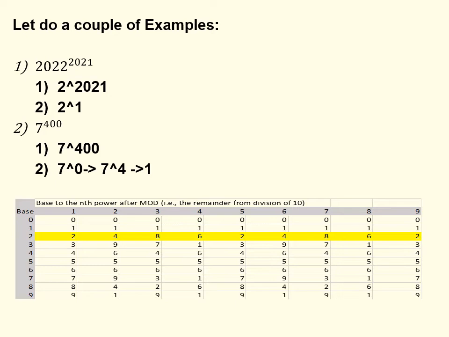Here is 7 to the 400th power. First of all, it's actually easier because we don't have to deal with the base. The base is 7, which is a single digit. But look at the power of 400, which means that we're going to do full 400 cycles. If you look at the chart, the full cycle means that we basically have to go from 1, 2, 3, 4. So we'd go to the 4th.